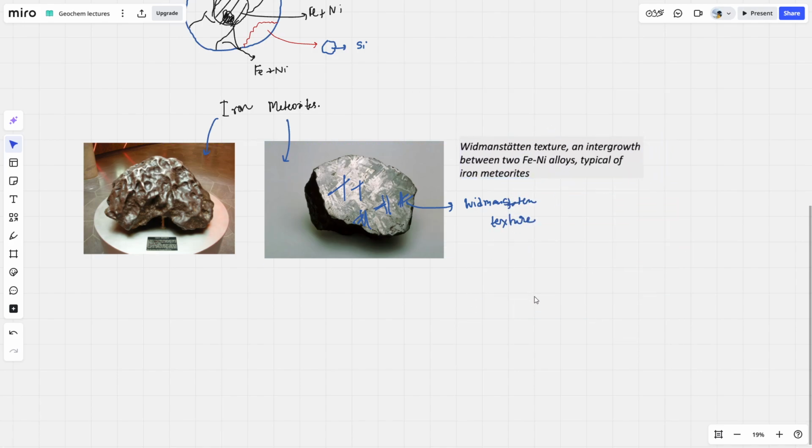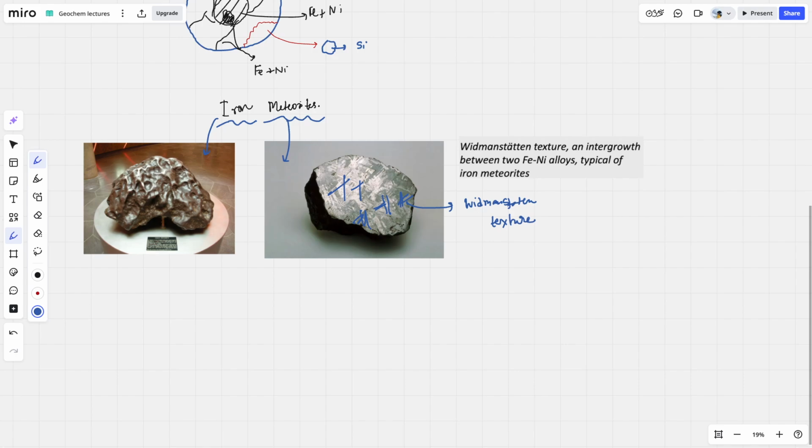Okay, so Widmanstatten texture is an intergrowth between two alloys, that is iron and nickel. When they are intergrown, they will form alloy and they will form a Widmanstatten texture, which is typical of iron meteorites. Fine. So this is a Widmanstatten texture only found in iron meteorites.